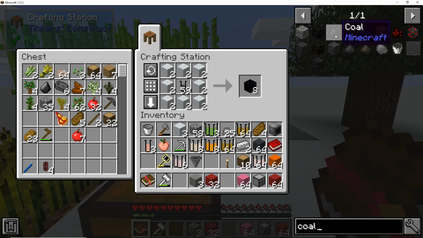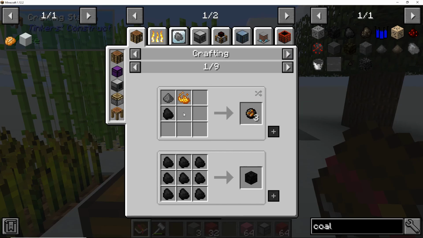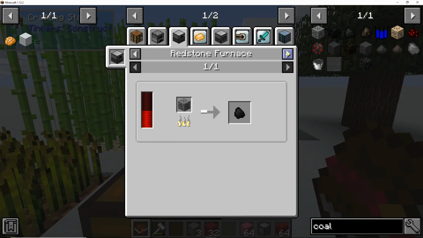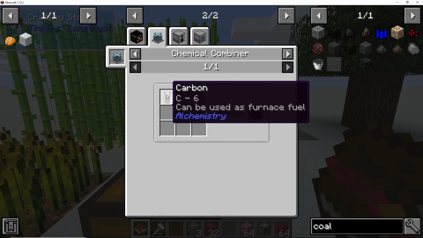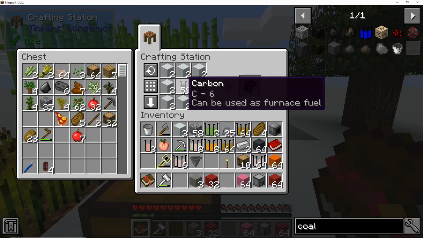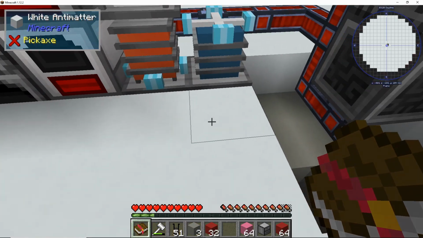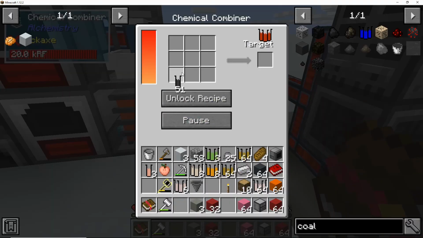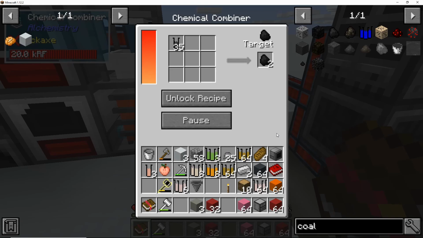Coal. Coal. Let's see. No, this one. We can do a coal from 8 carbon. Oh, that's exciting. Let's double check this. Okay, like this. Coal. This one. Look at this. It's a beauty.